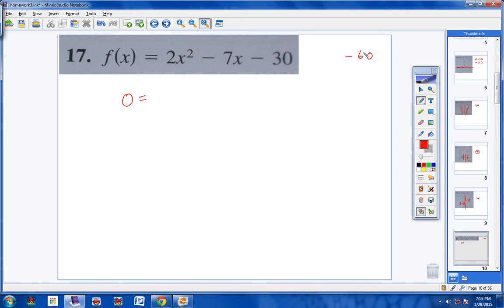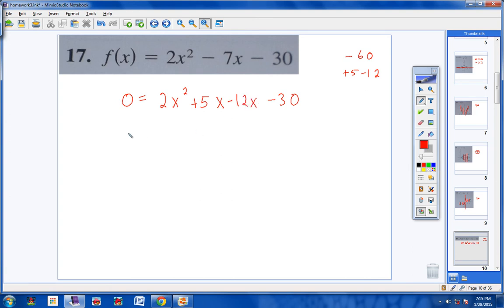I need two numbers multiplied together that will give you negative 60 and when added together give you negative 7. Well, right away I think of positive 5 and negative 12. If you multiply those, you get negative 60. If you combine them, you get negative 7. So bring down your first term, bring down your last term, and right in the middle we're going to put these two numbers. So positive 5, and because there's an x right here, I'm going to put an x right here, and then minus 12x.